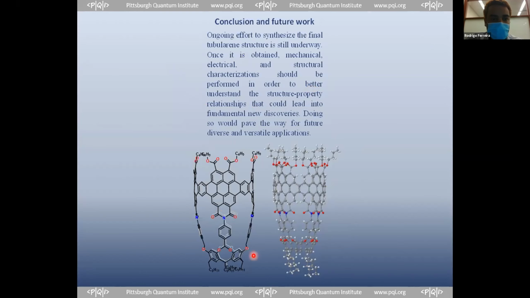Our hope is that we will be able to synthesize the final structure and the final compound that we are desiring. With future studies on the mechanical, electrical, and structural properties, potential applications could be developed. The reason why these kinds of structures are so relevant is because of the potential for tuning them according to specific properties. And that's pretty much it.